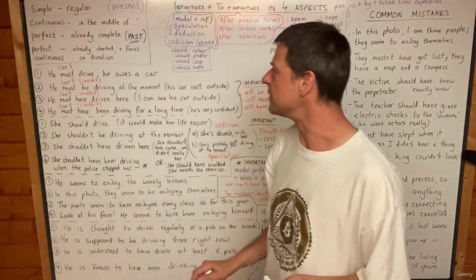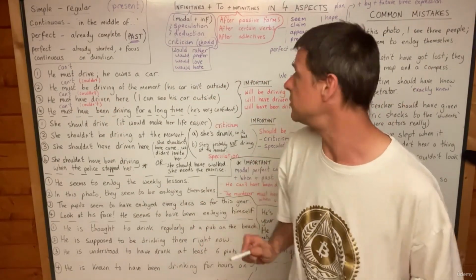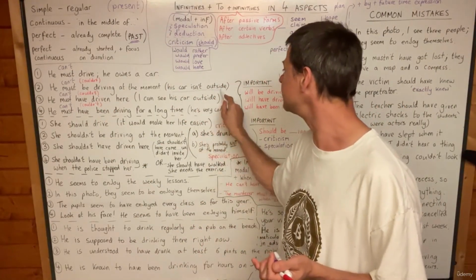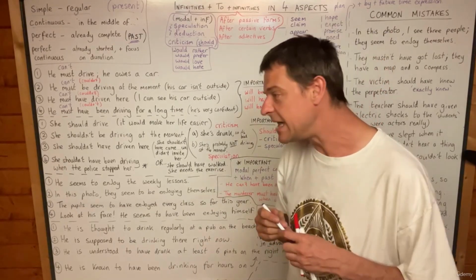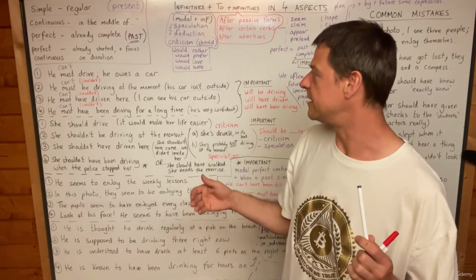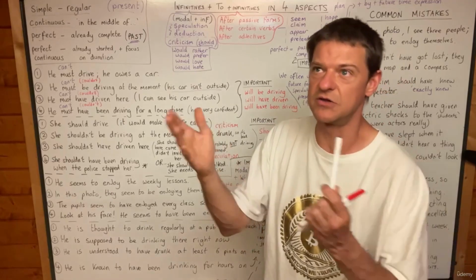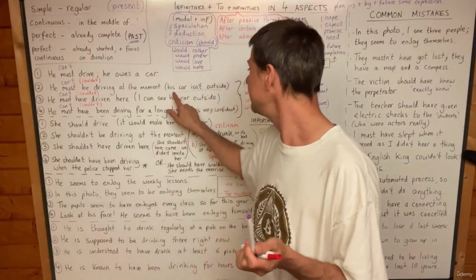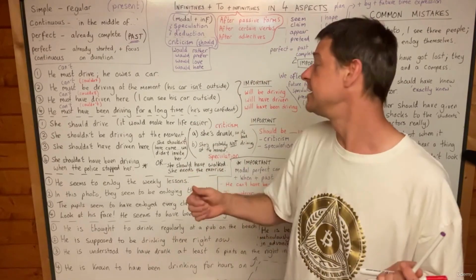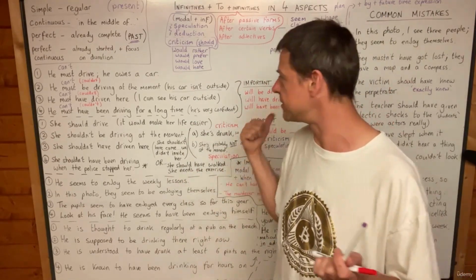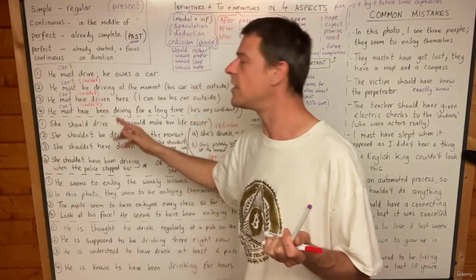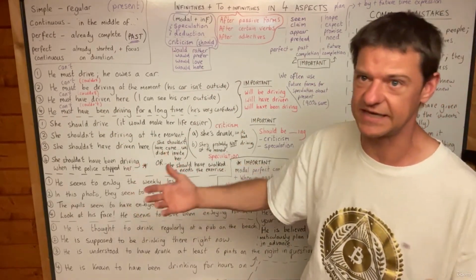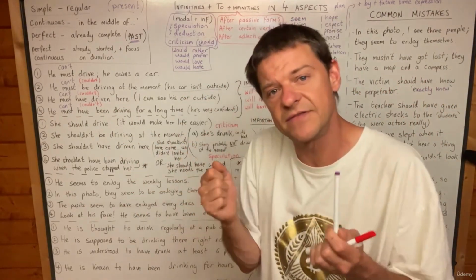Now compare that with he must be driving at the moment. Yeah, his car isn't outside. So maybe you are waiting for your friend. Maybe you've gone to visit him at his house and you notice that his car isn't outside his house. And so you say to Pete, your other friend, he must be driving at the moment. His car isn't here, so he must be driving right at this moment.